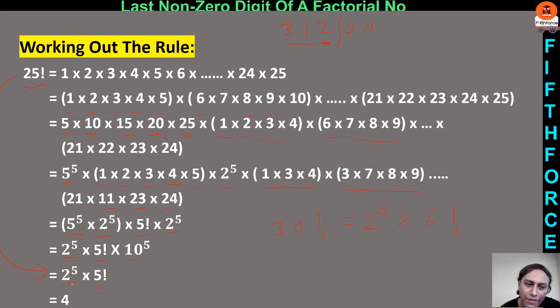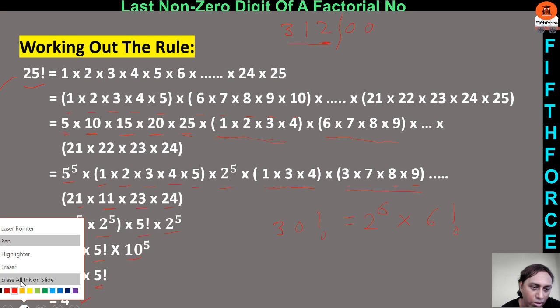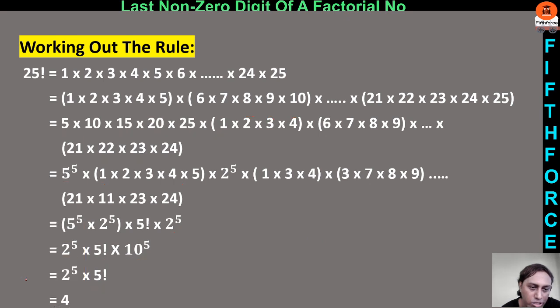Now 2 power 5 is 32, so unit place is 2, and factorial 5 is 120, non-zero digit is 2. So 2 into 2 is 4. So that means the unit place or rightmost non-zero digit of 25 factorial is nothing but 4. Right? Clear? Hope this is understood? Okay. So now we understand how to find out the rightmost non-zero digit.